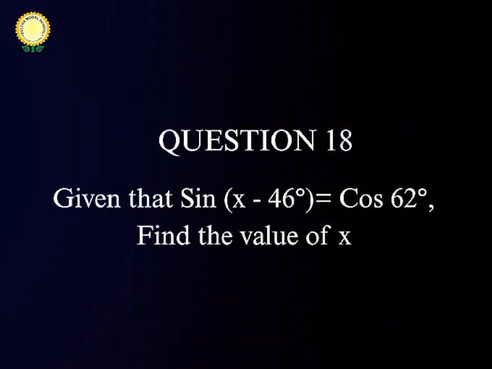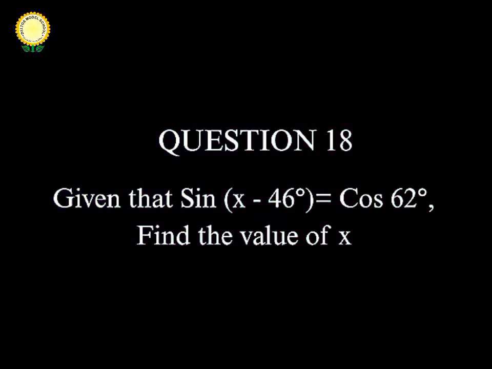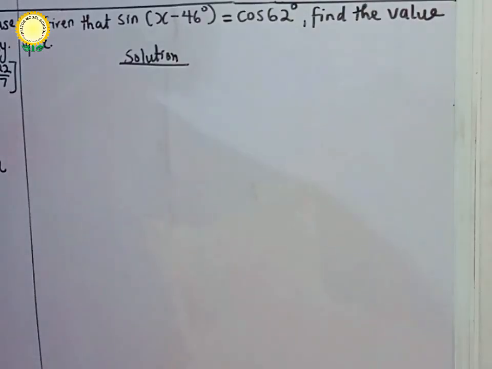Question 18. Given that sine of x minus 46 degrees equals cos 62 degrees, find the value of x. Okay, so what do we do in this instance? We have sine on the left hand side and cos on the right hand side. Now you need to start thinking, what is the relationship between sine and cos? This is trigonometry.